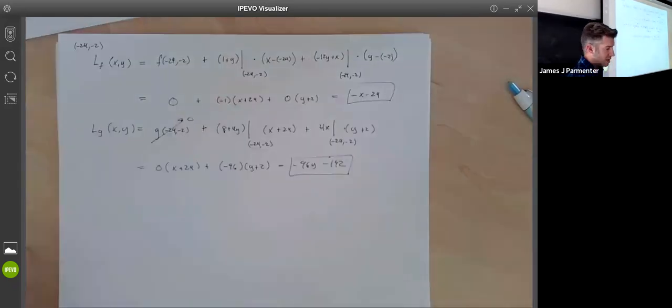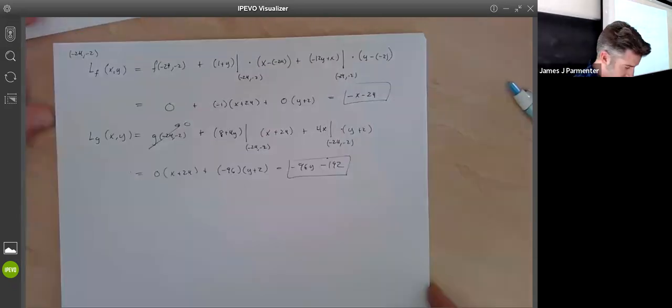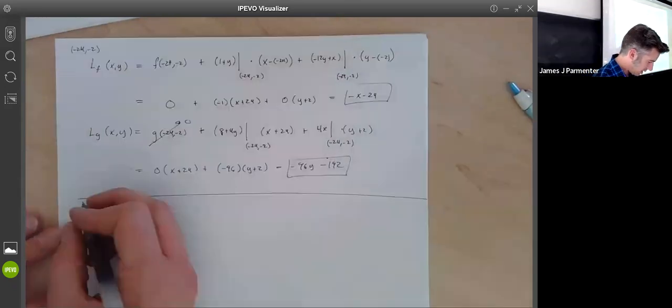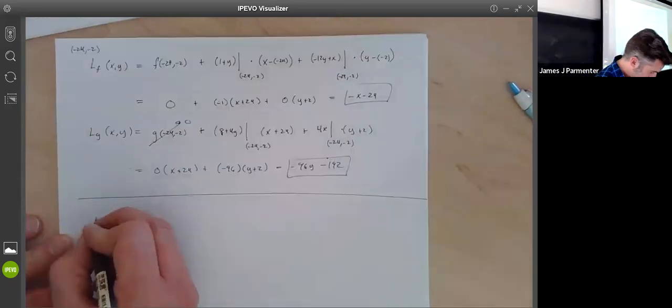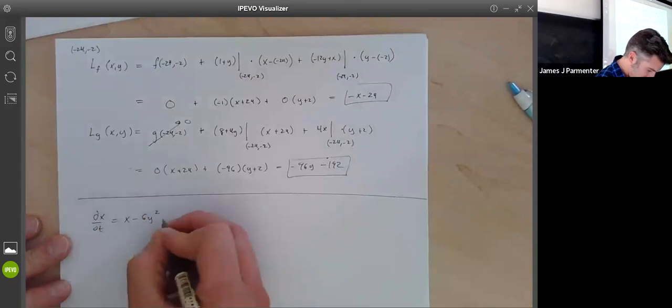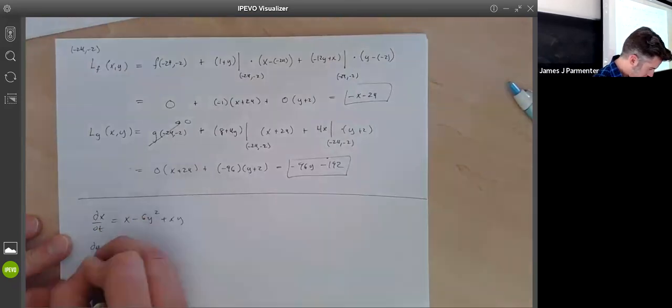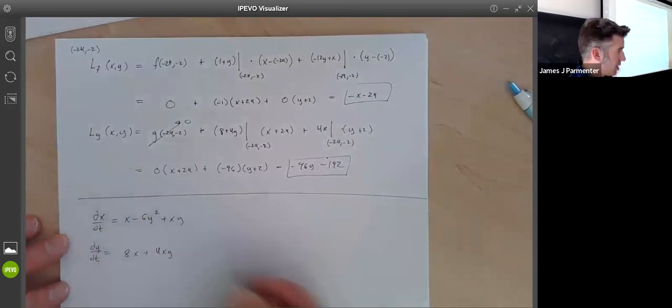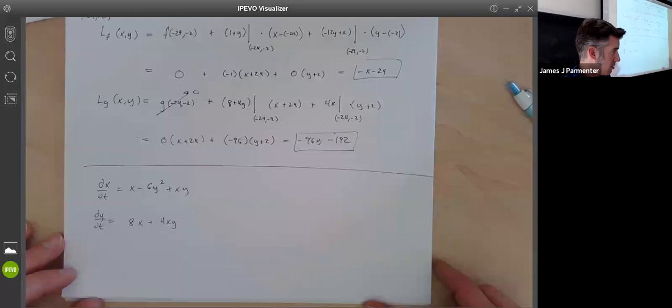What I do want to say though is we can also use these partial derivatives to help us classify the equilibrium. Not that we're being asked to do this, but you could totally, for this system, with the same dx/dt equal to x minus 6y squared plus xy and dy/dt equal to 8x plus 4xy, also try to classify the equilibria.